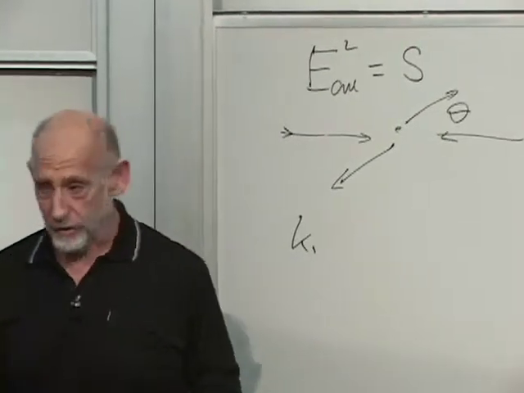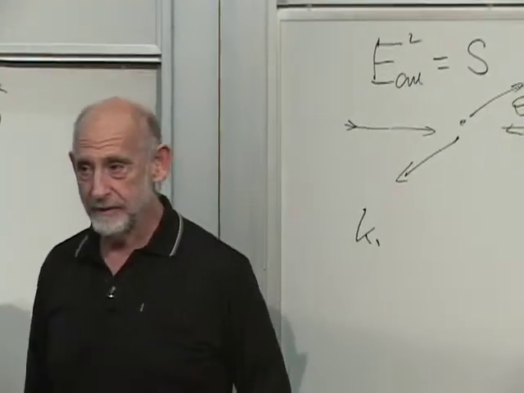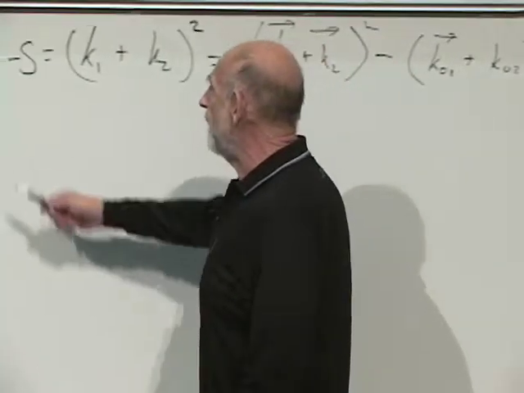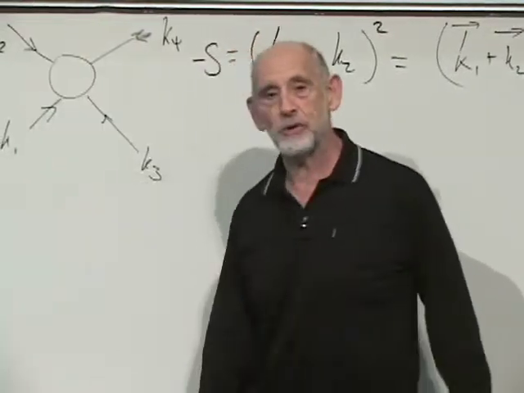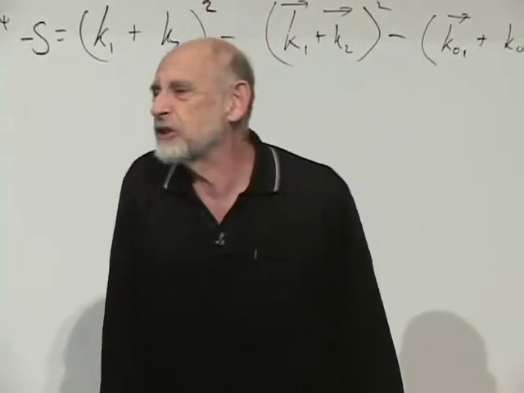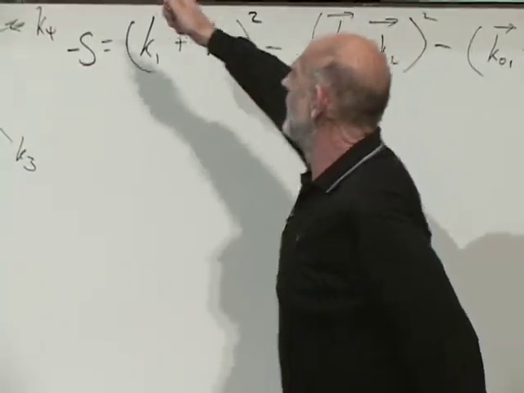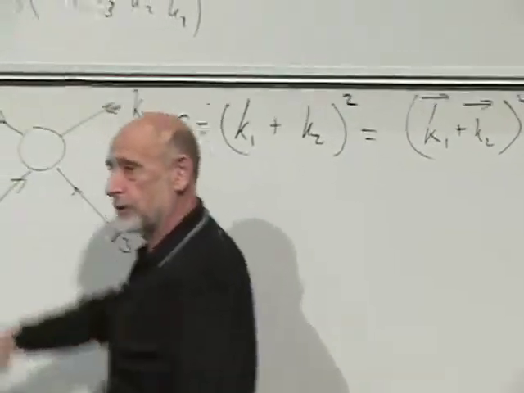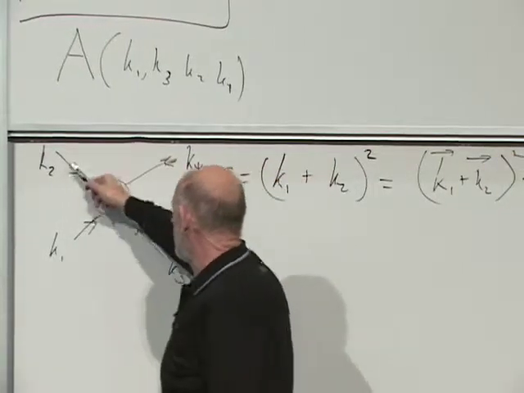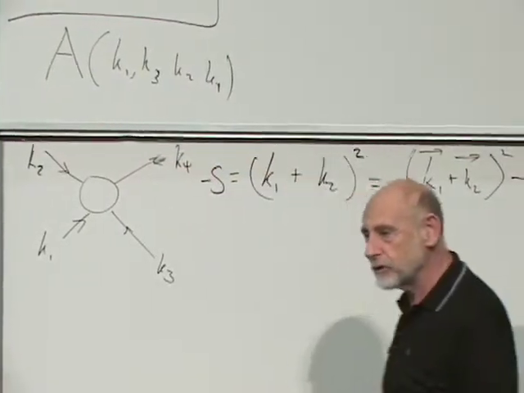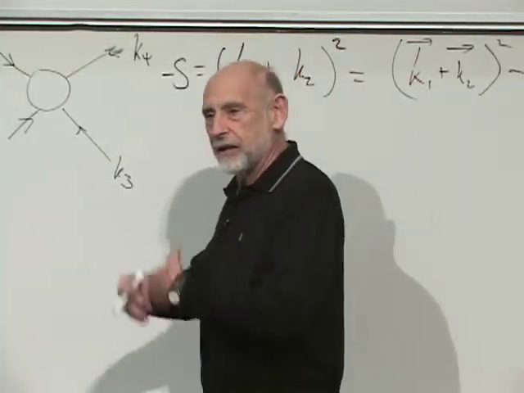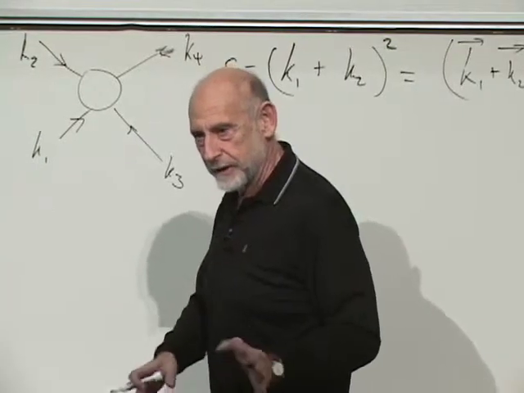Now, can you think of any other invariant that you can build? How about (K3 plus K4) squared? We took (K1 plus K2) squared. How about (K3 plus K4) squared? It's the same thing. Why? Because K1 plus K2 is minus (K3 plus K4). Energy conservation, so we don't get anything new there. It just says that the energy in the initial state is the same as the energy in the final state.